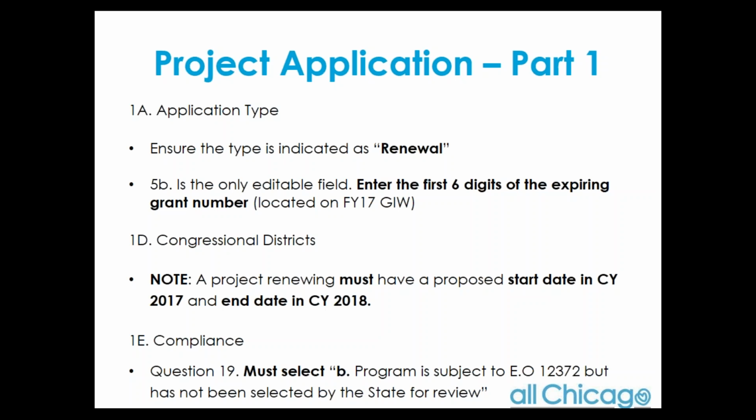We also wanted to point out for section 1E, the compliance, question 19, for Chicago, we must select B. And this is that the program is subject to EO 12372, but has not been selected by the state for review.